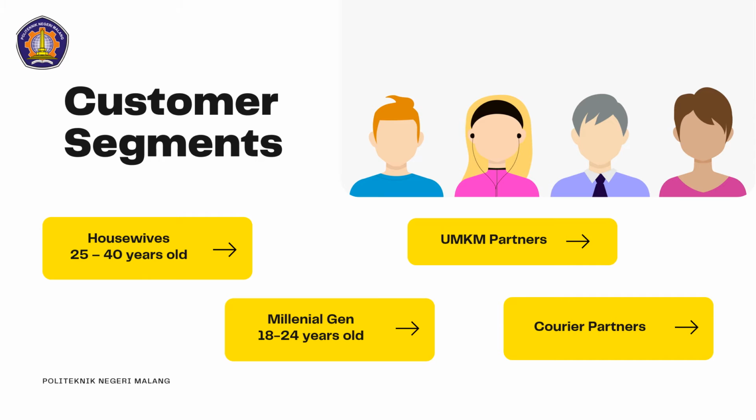So moving on to the customer segments. We have collaborated with the couriers and the Dinas Koperasi, but we also need to identify who the customers are, right? Mainly we are focused on housewives, those who are 25 to 40 years old, and also the millennial generation. Of course, they are savvy in technology, and hopefully they can make good use of this grocery e-commerce. And also the UMKM partners, since they are heavily affected by COVID, and we want to solve their problems too. So those customer segments, UMKM partners and courier partners, we also include in our customer segments.